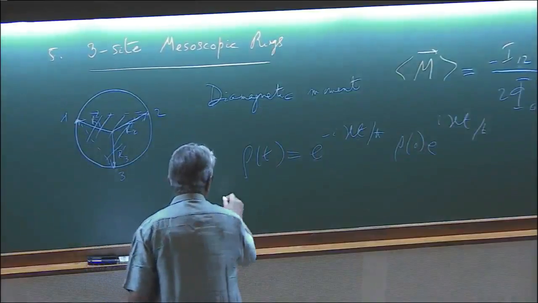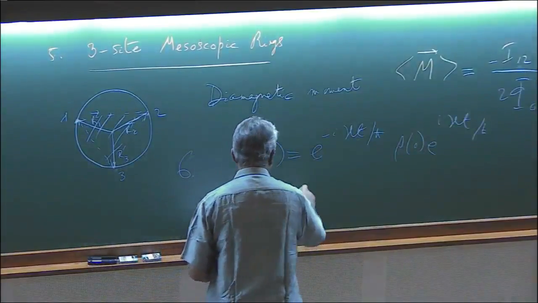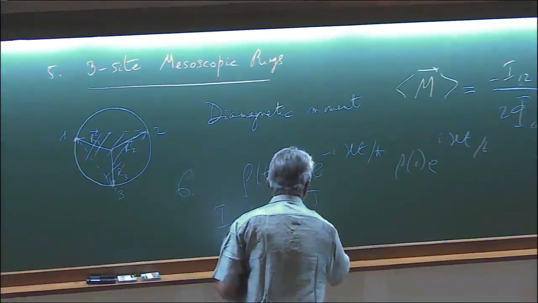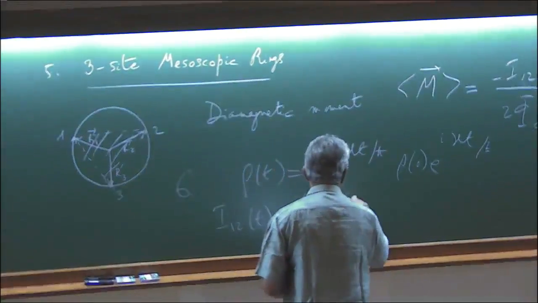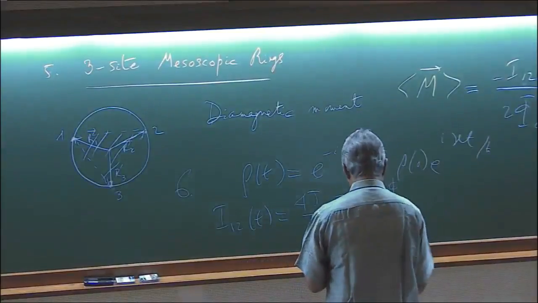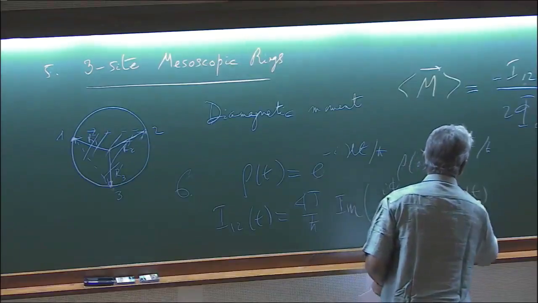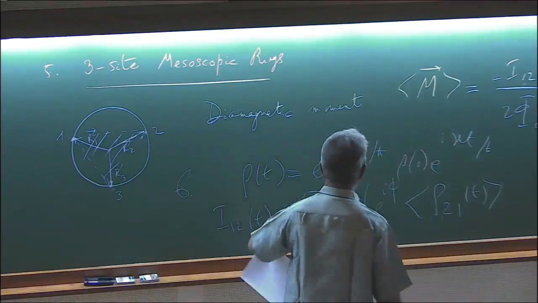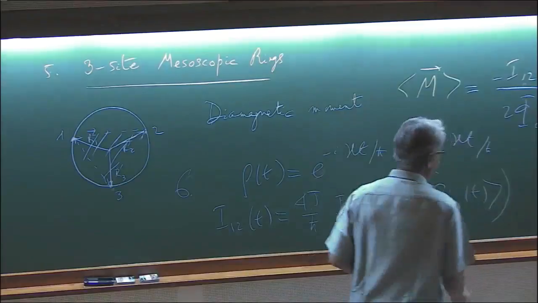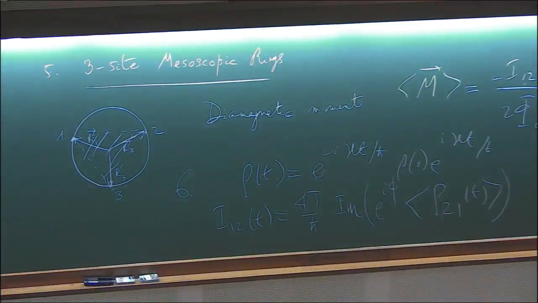It turns out that the persistent current I_1(t) is 4J over h bar, just factors outside, times the imaginary part of e to the i phi times the average value of the off-diagonal terms of the density operator, if I want to calculate the current between the two bonds. Now, since I have finished 10 minutes of my time, I'll tell you what the results are.